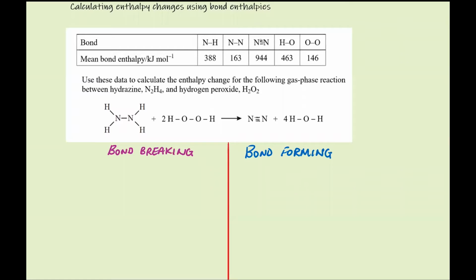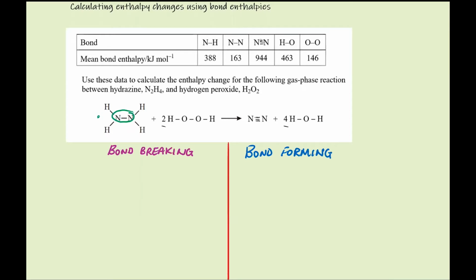So in order to do this, let's just start with the reactant side. It needs to be balanced. It's already been balanced for us here. So we're going to use this here. So let's have a look at the first molecule, my hydrazine. My hydrazine has one nitrogen hydrogen bond.